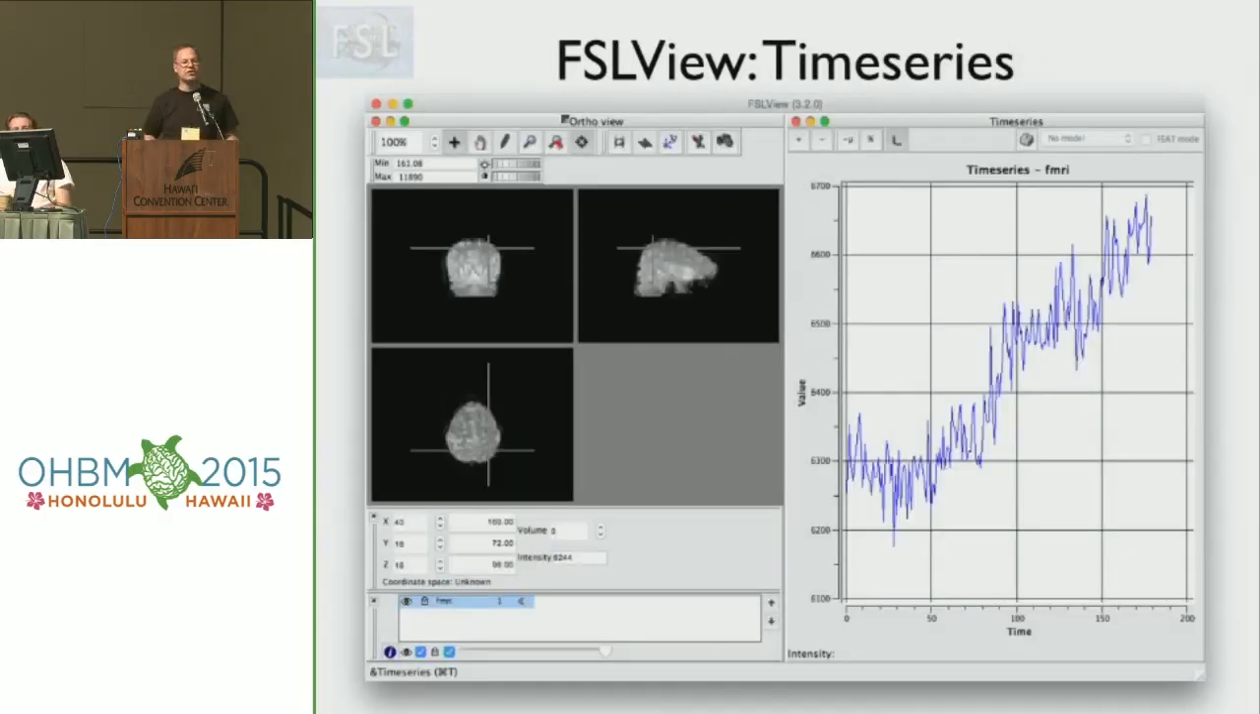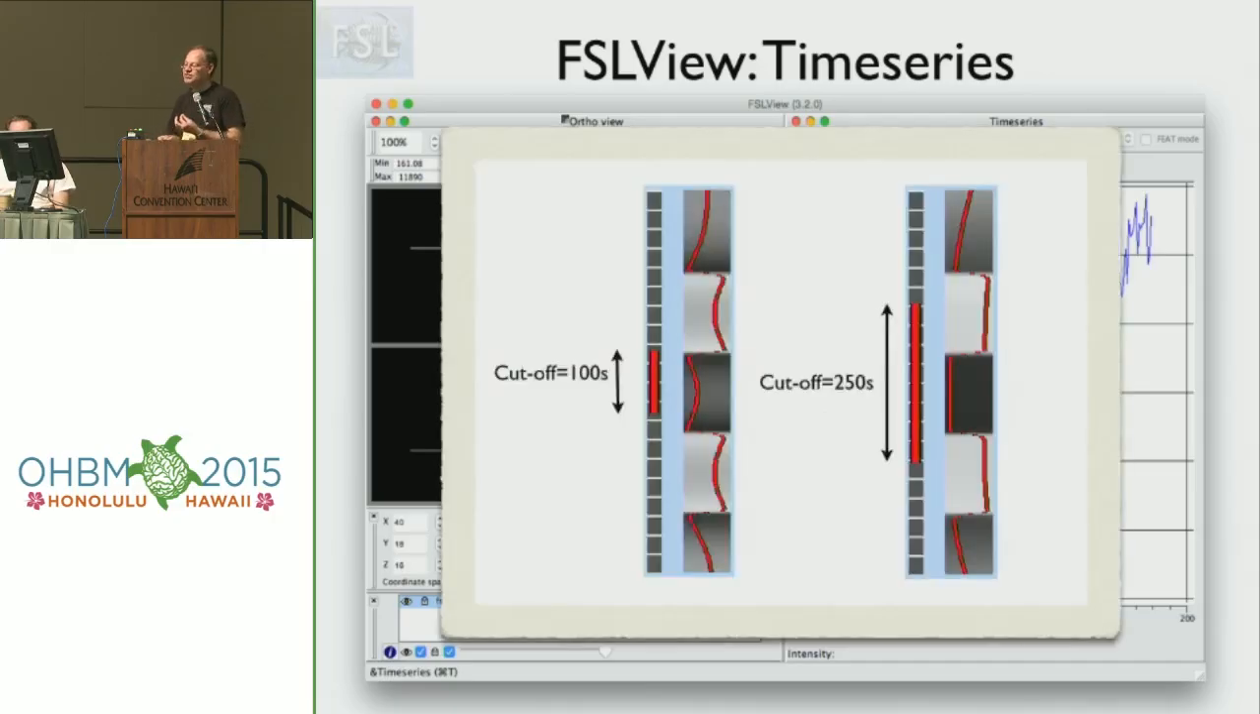You can also click around and look at time series. I have to say that I haven't used that a lot to check what's going on. You can see how much drift there is in your data, something like that. But quite often, time series is a pretty straightforward process. And the key thing is actually what it's doing to your design.